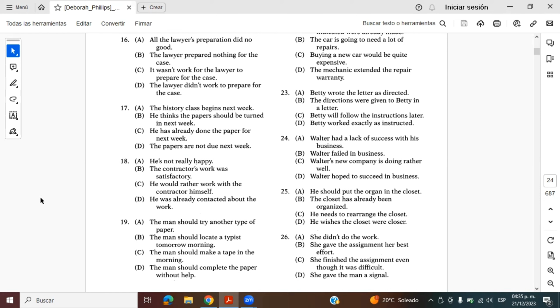Number 18. Are you happy with the work that the contractor did on your house? I'm rather dissatisfied with it. What does the man mean?